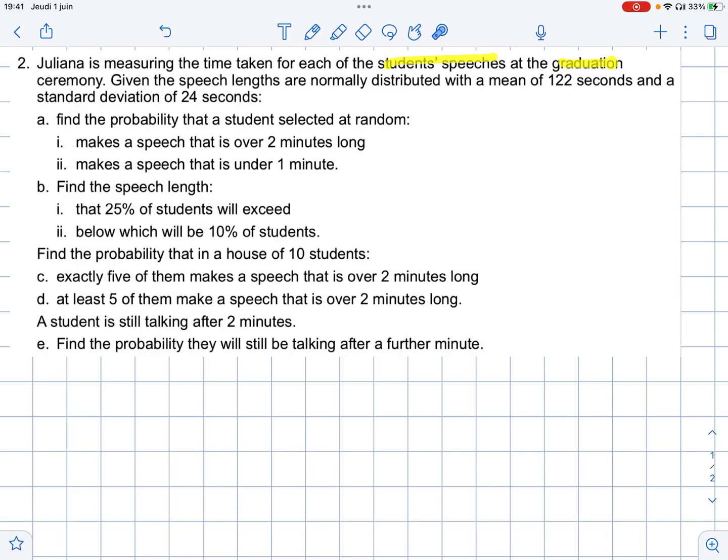So we've got student speeches at graduation. Lengths are normally distributed. This is a normal distribution question. Mean of 122 and a standard deviation of 24. So if we look at that, it's always nice to draw it.